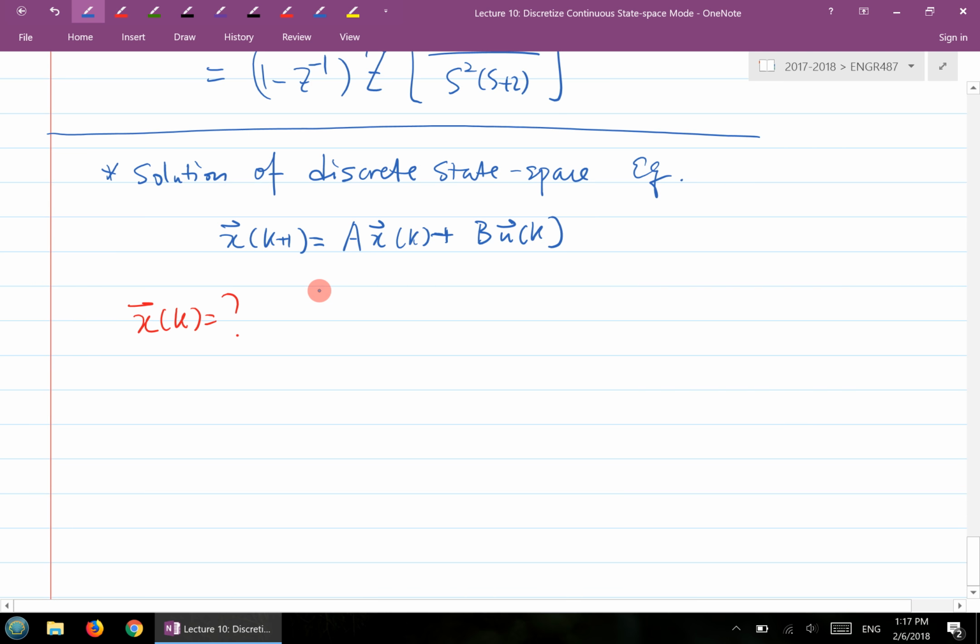We can solve this one by an iterative approach. For example, at k equal to 0, what do we have? We have x of 1 equal to a times x of 0 plus b times u of 0, right? That's the first. It's like programming. You start a loop, and the input to the loop is the initial value x of 0 and u of 0 here, right? And then after an iteration of the loop, you get your x1 basically.